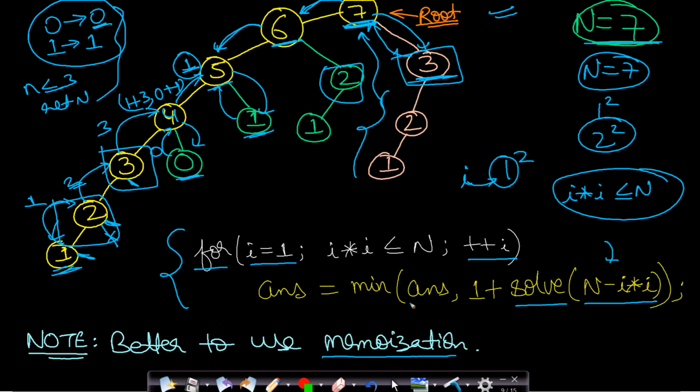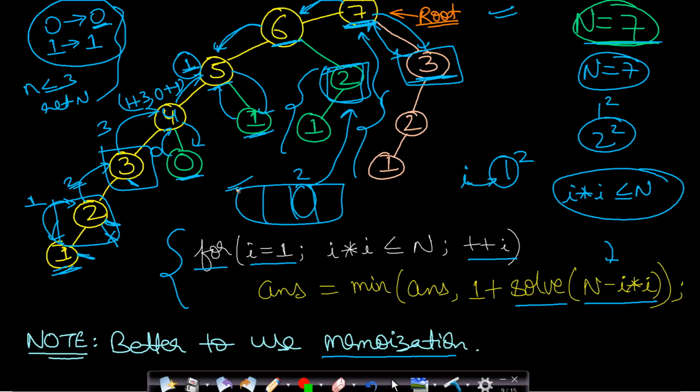Okay, memoization will work like this: if you come to a value and it is not calculated, then it will be calculated and stored in your table. And once you have calculated and stored it in your table, the next time you encounter this value, you will simply look at this table and return the value, so that no further processing is done. So this lookup table will help in removing all the unnecessary recursion calls. So it is better to solve this by using memoization.